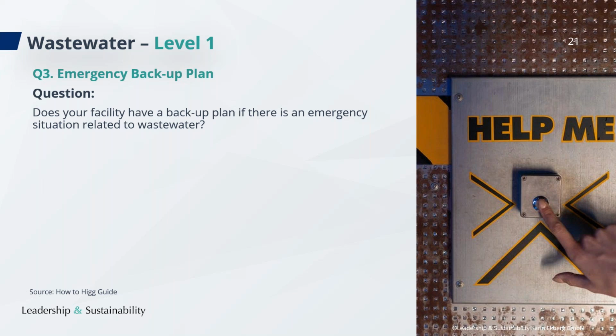hazardous chemical, of a large amount of a hazardous chemical into your wastewater flow, then your wastewater treatment plant may not be able to treat the wastewater, but rather the hazardous chemical might actually kill the bacteria in your biological treatment plant. And therefore, you may not be able to treat your wastewater. So you need to make sure that you have an emergency situation plan and that you have a backup plan for how to deal with such an emergency situation.